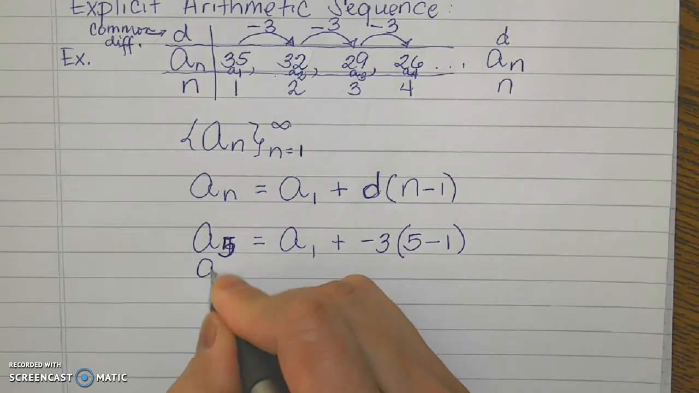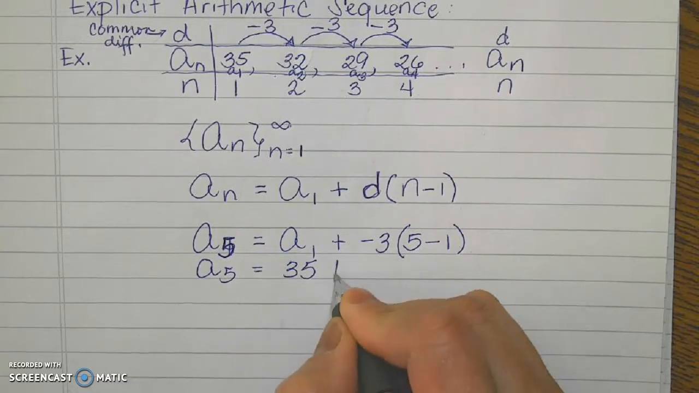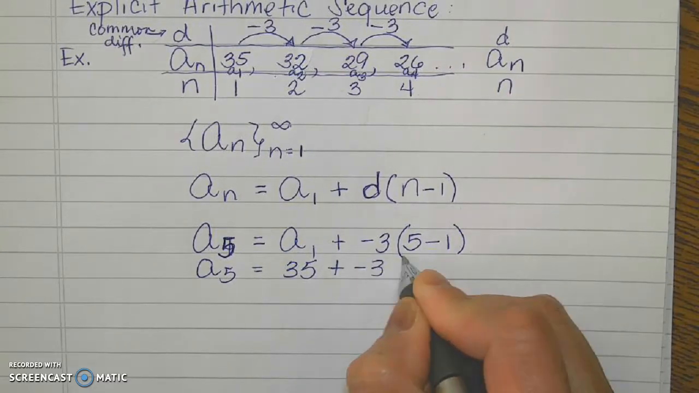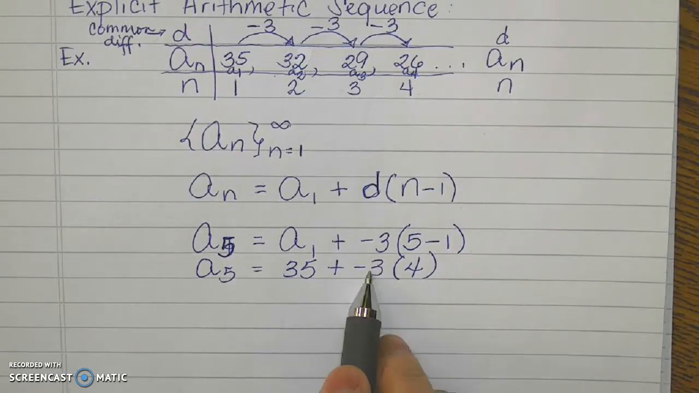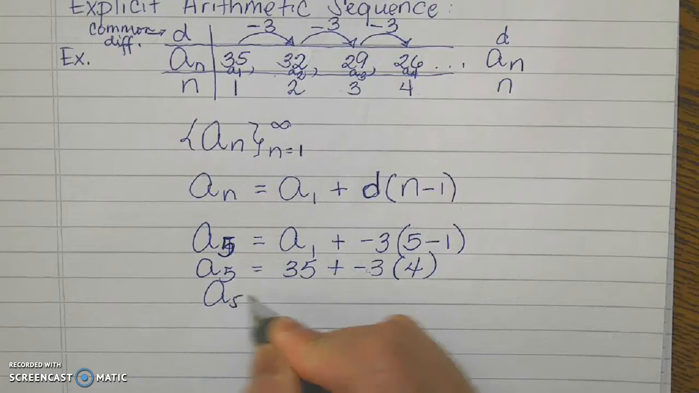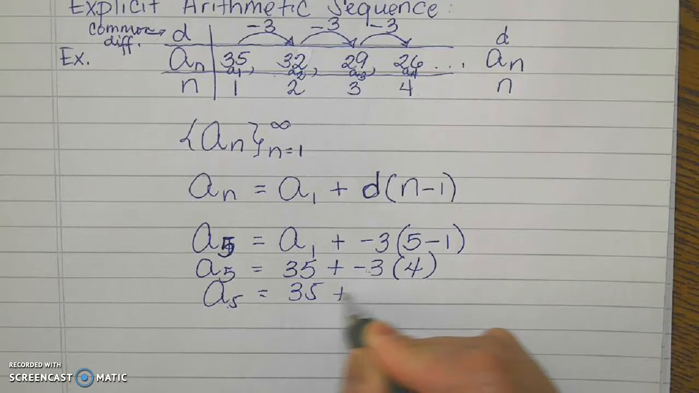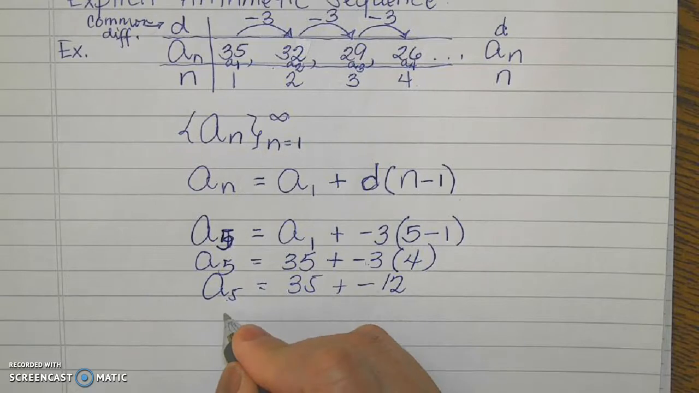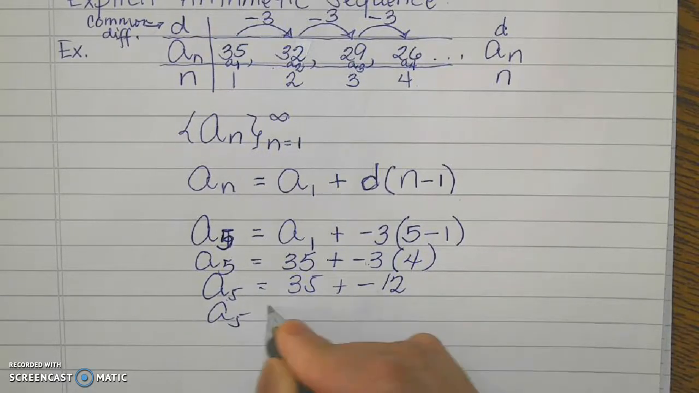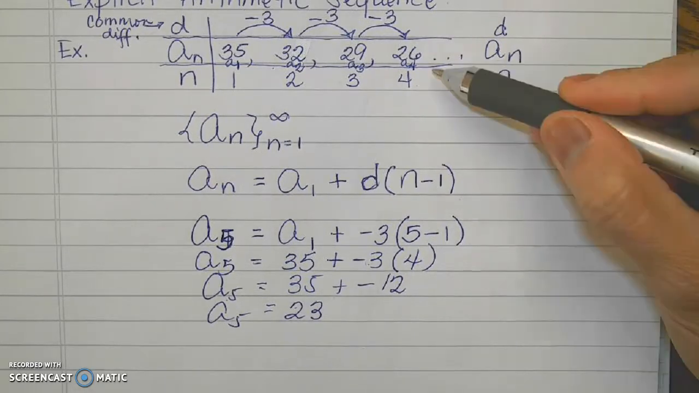Let's rewrite this. So A sub 5 equals 35 plus negative 3 times 4. So A sub 5 equals 35 plus negative 12, and plus negative is the same as minus. So A sub 5 is 23, which is our expected answer.